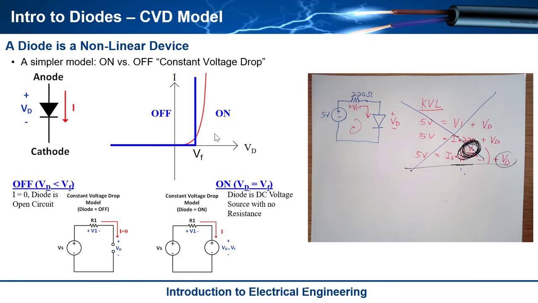So now let's look at this model. We have a very simple model that we can use for a diode, which is called the constant voltage drop model, or CVD. And what we do with this model is we simply say the diode is either on or off. And if it is off, there's no current that flows through it, and you can model the diode as simply an open circuit. You know it's off when the voltage across the diode is less than the forward voltage. Okay, so if the specification for the diode is your forward voltage is 2 volts, and you look at the circuit and you say, well, there's only 1 volt across it, the diode's off.